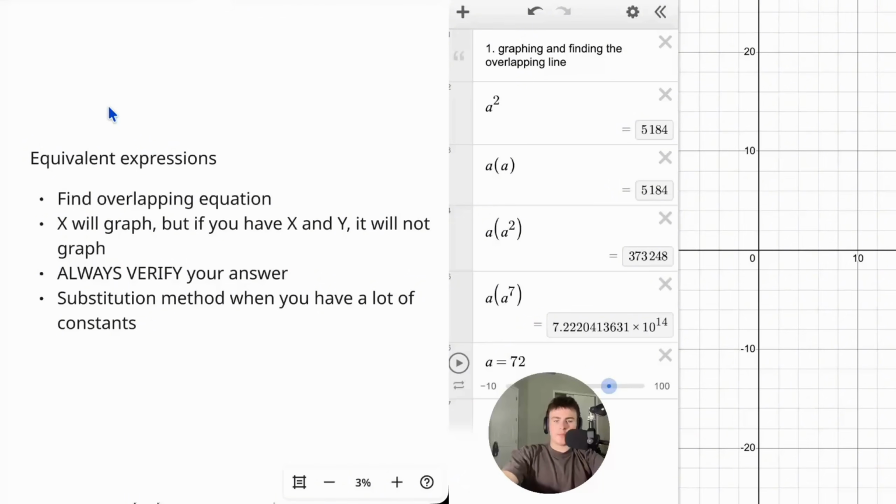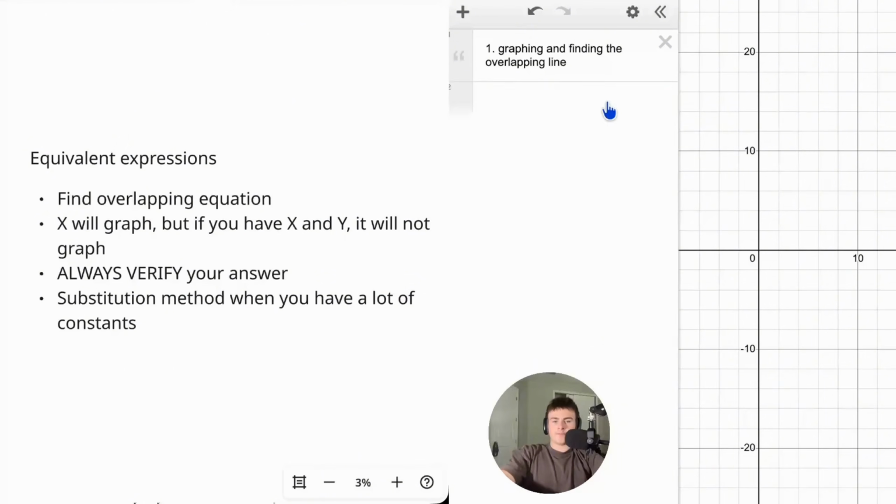Sometimes you might have to add multiple sliders. It might get a little bit finicky there, but it's the same process regardless of which option you pick. So that is the second one, which is substitution. Substitution, let me write that down.